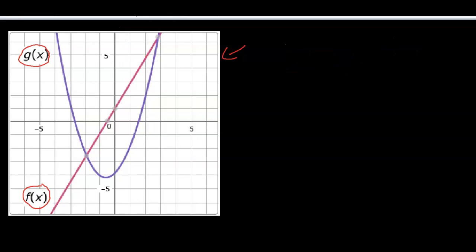What if we were asked a somewhat more difficult question? What if we were asked, what is the value of x such that g of x is equal to -2? Let's remember what this means. This means that we want to find where the value of g of x is equal to -2. That means where is the output of the function g equal to -2?